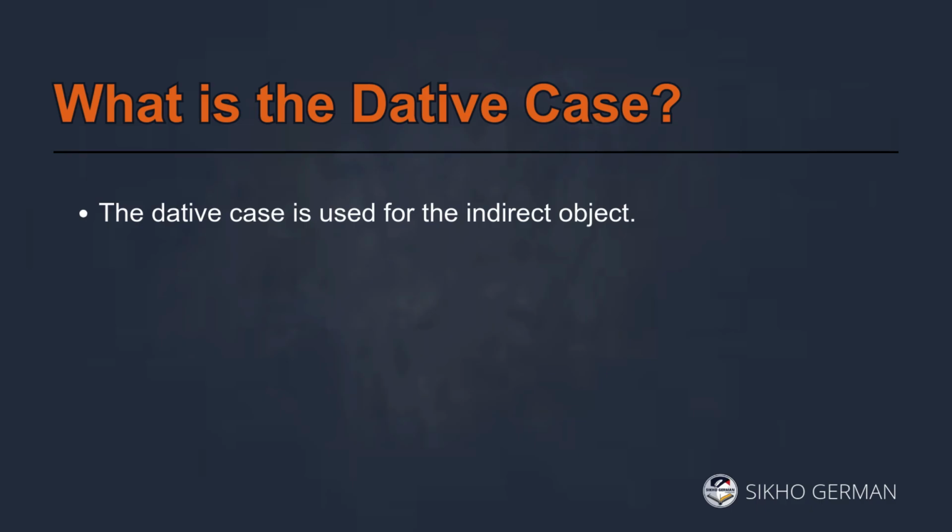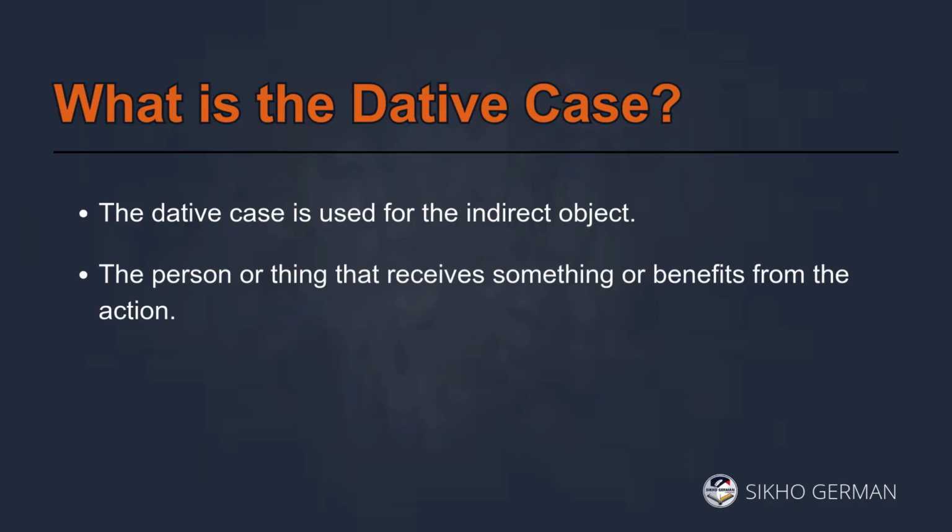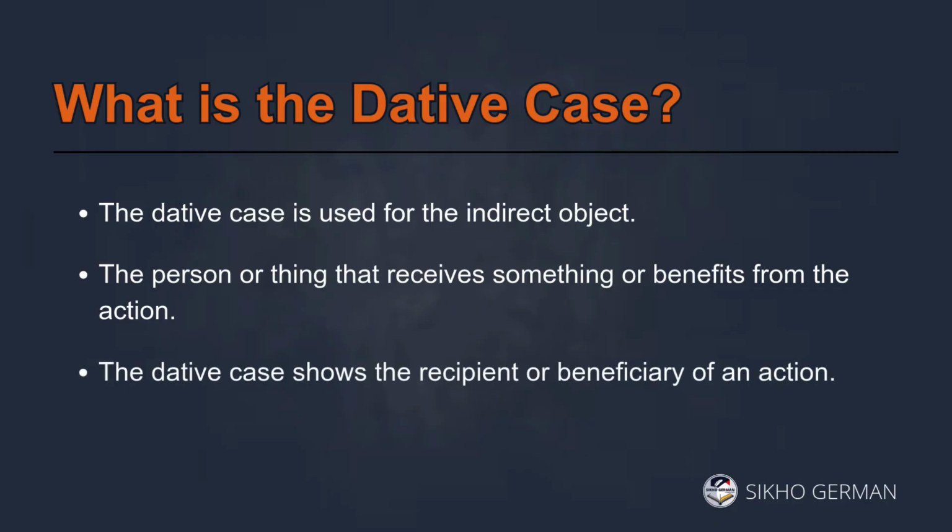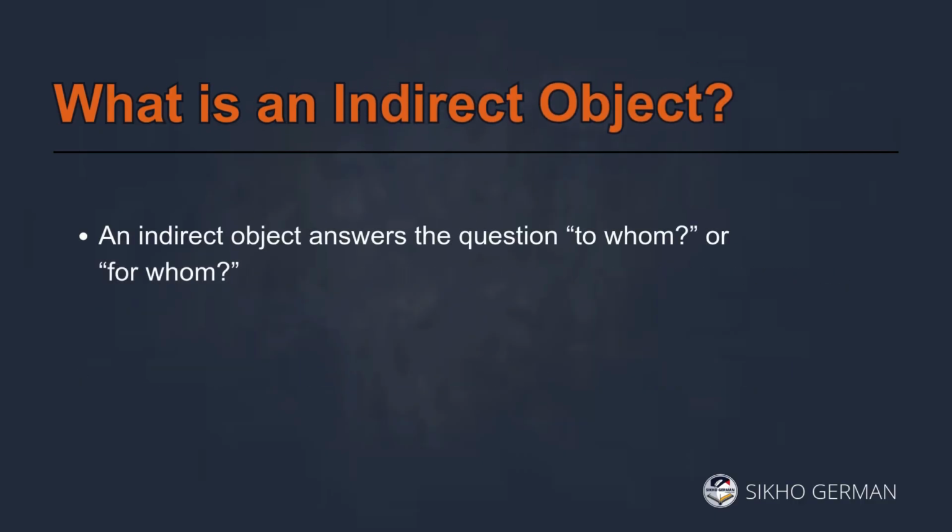The dative case is used for the indirect object. In other words, the person or thing that receives something or benefits from the action. Think of it this way. If you're giving something, the dative case tells us who you're giving it to. The dative case shows the recipient or beneficiary of an action. An indirect object answers the question to whom or for whom.